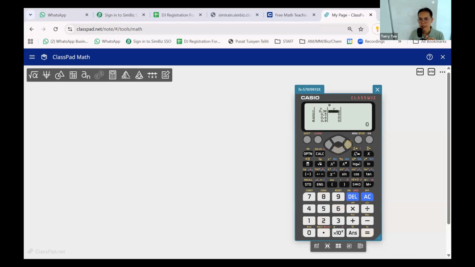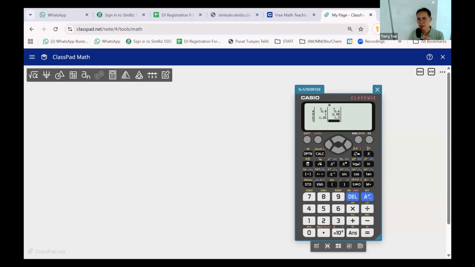Let's move on to your y values. 0.1, 0.2, 0.4. This is 0.4, press equals. Okay, then we go to 0.6, 0.95, 1.3. So I've got all my x values and y values done.